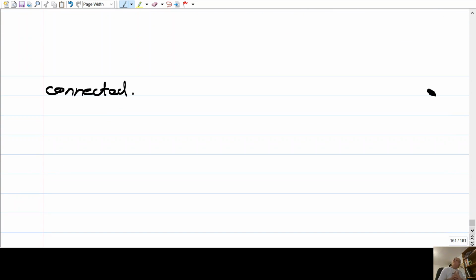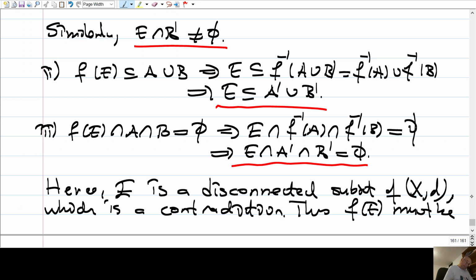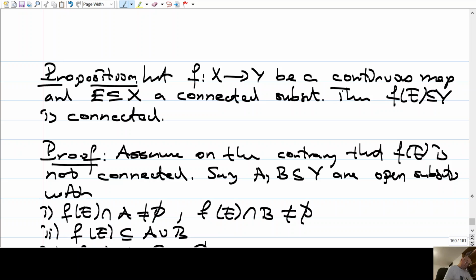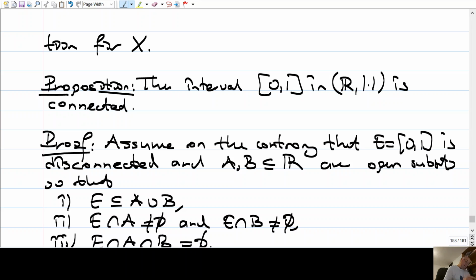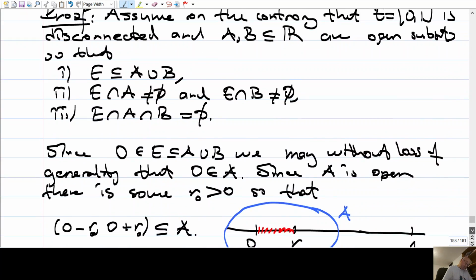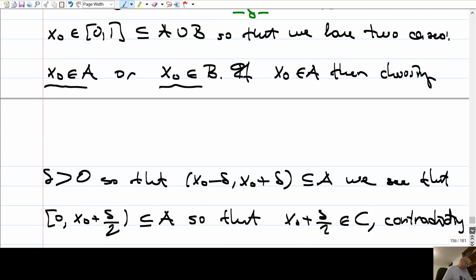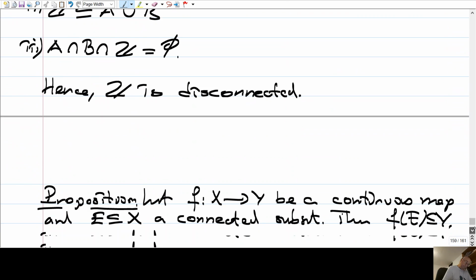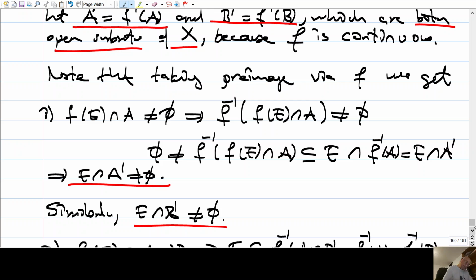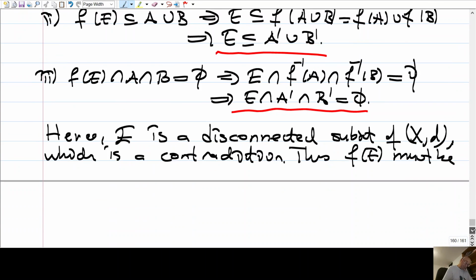All right. Do you have any questions? Okay, I said this interval is connected, but I didn't say anything about the other intervals. Yeah, I still have to do some work.